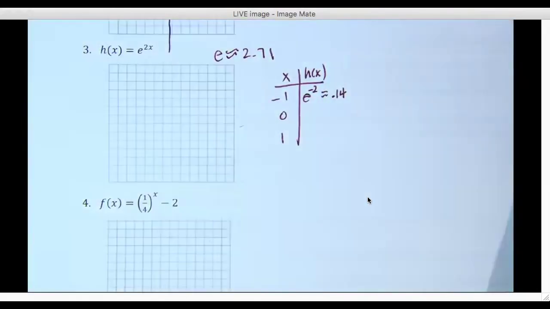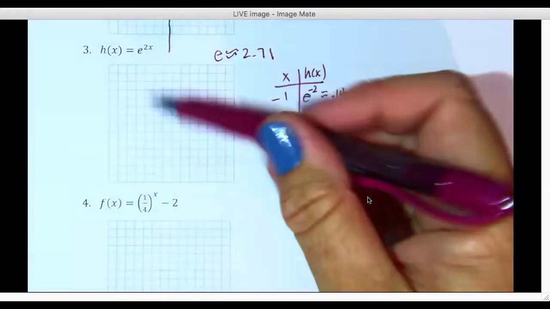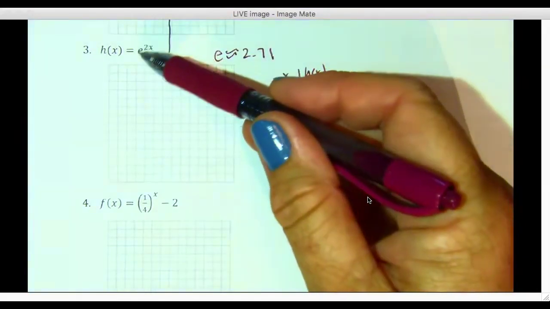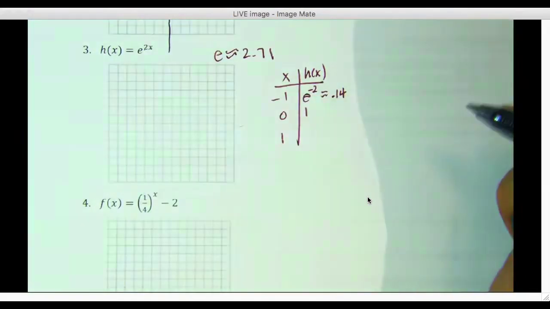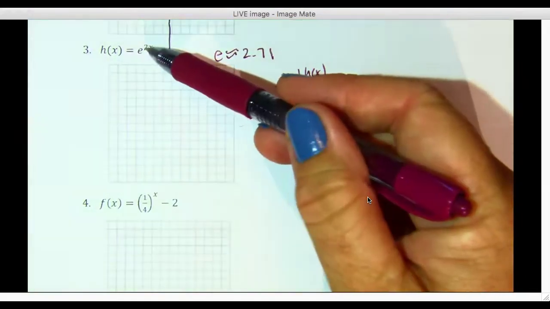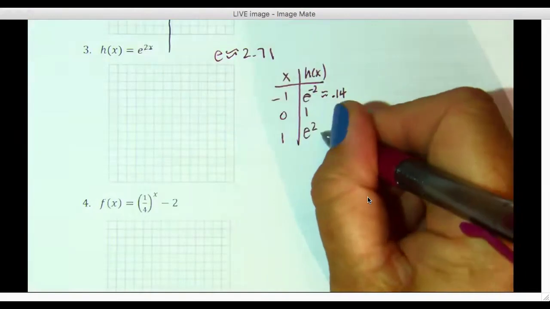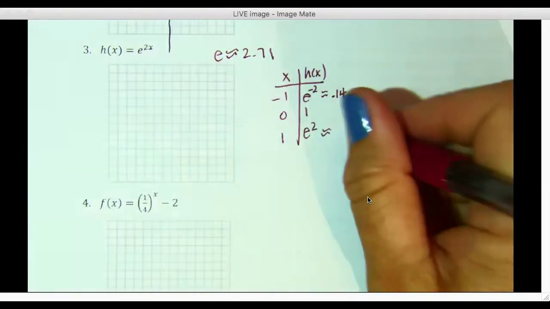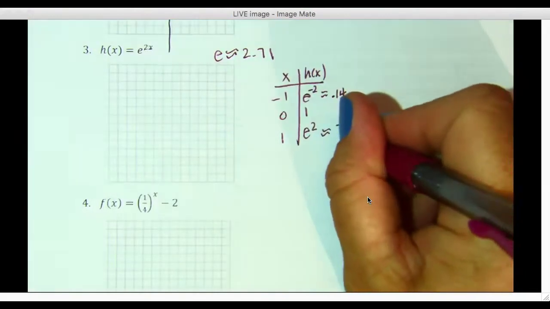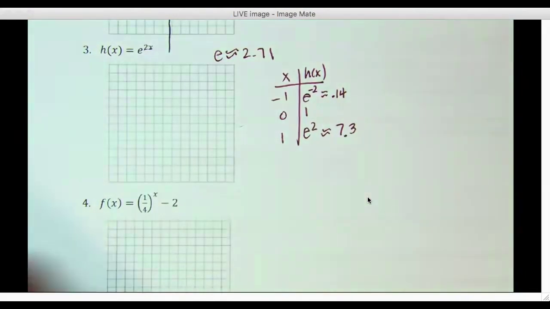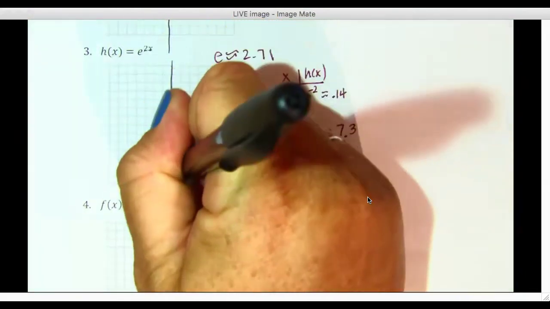0.14. If you plug in 0, 0 times 2 is 0. E to the 0 is just 1. And then if you plug in 1, 1 times 2 is 2. So e squared, which if you type that in your calculator, you get approximately 7.3. So we have some values that we can go ahead and plot.